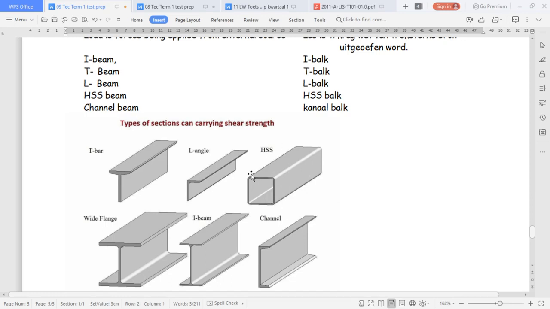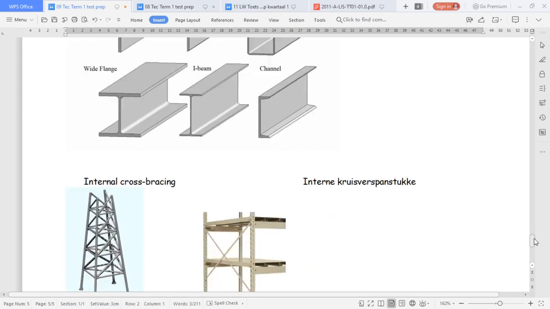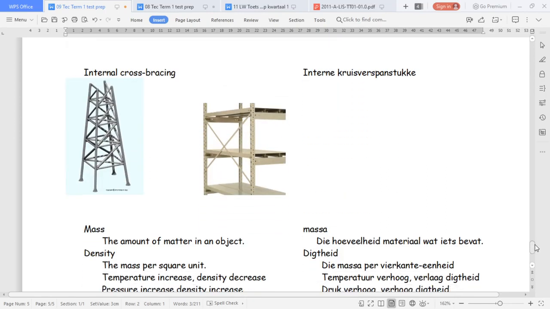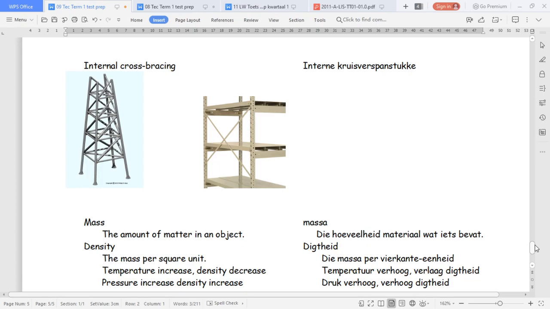This is blokkie. Okay, in a canal bulk, a channel beam looks like this. It makes a channel. So it's basically half an eye. Alright, those are the ones you need to know. Just know what they're called. You don't need to know specifically what they're used for. Just know the names.